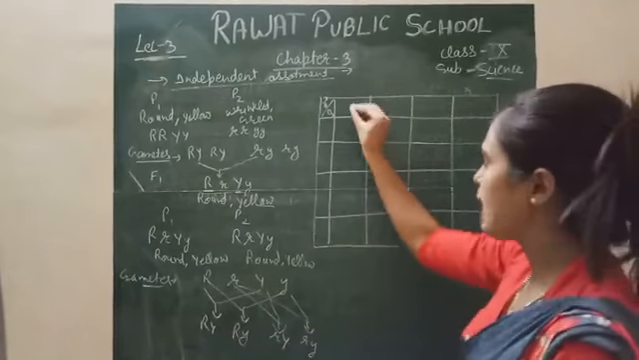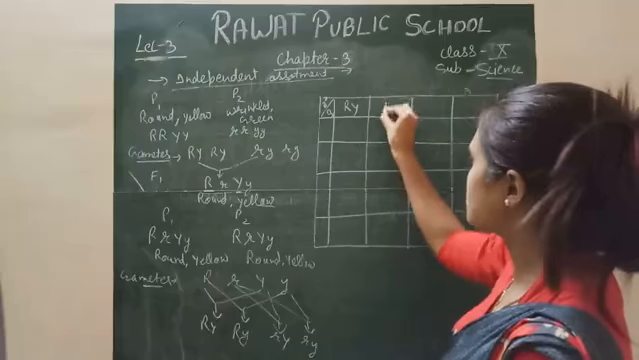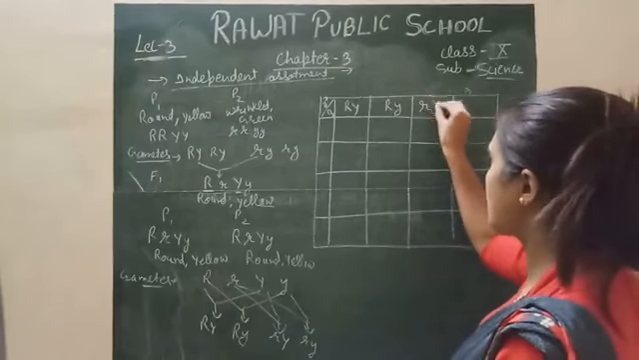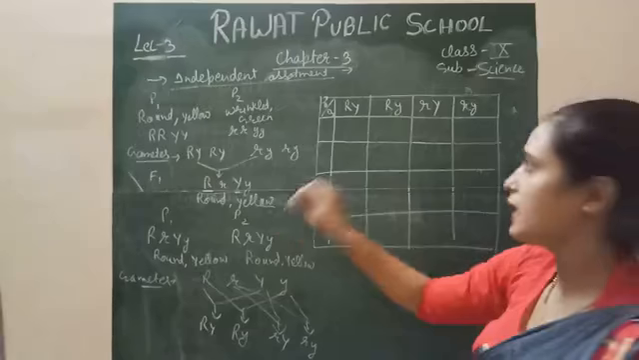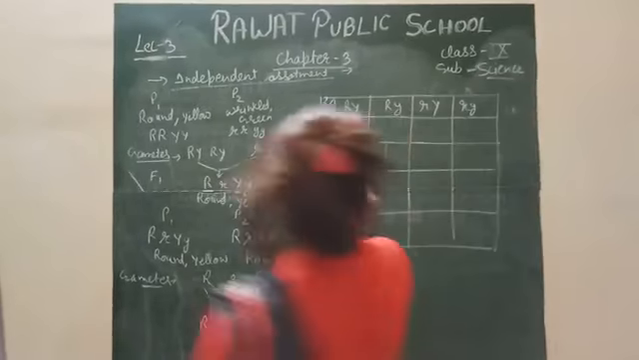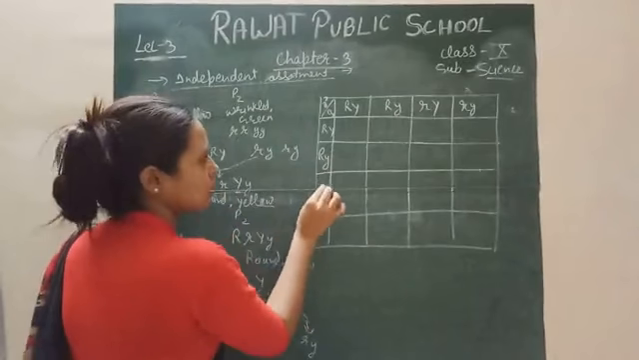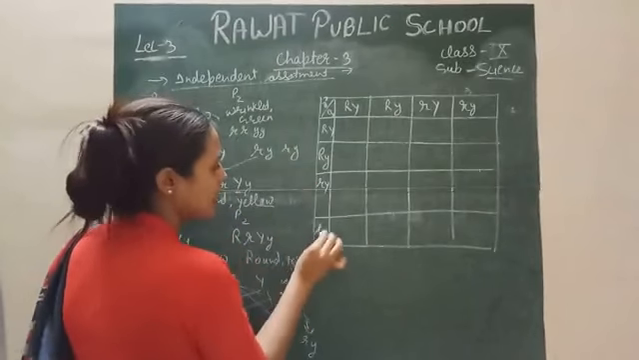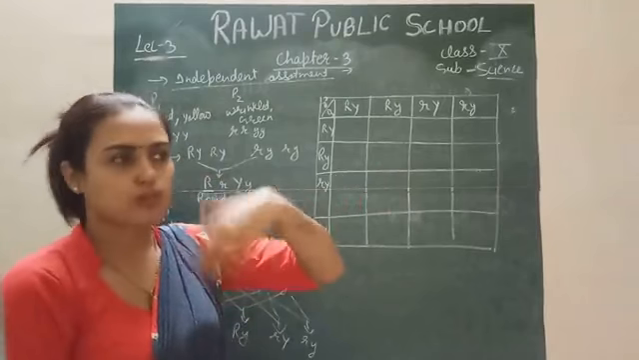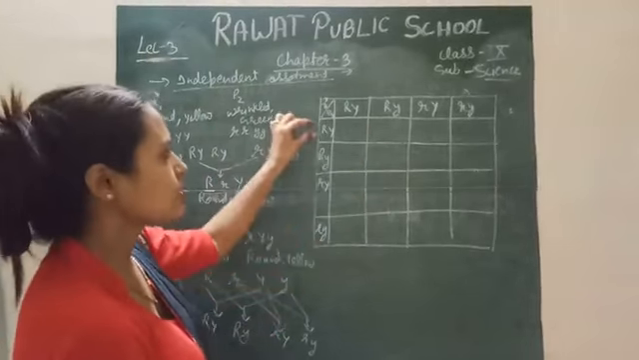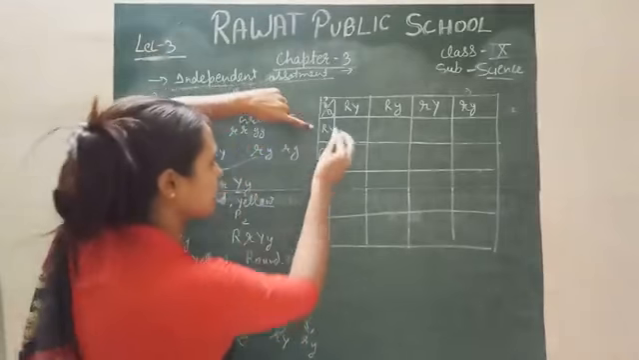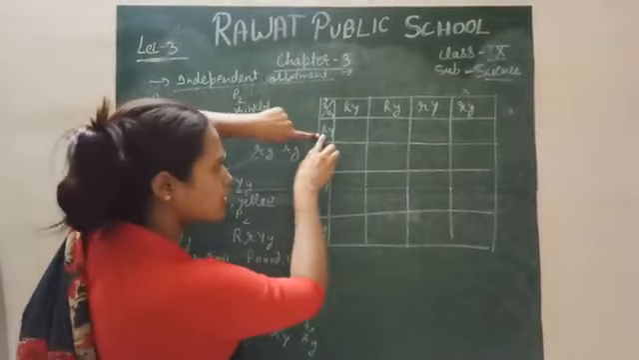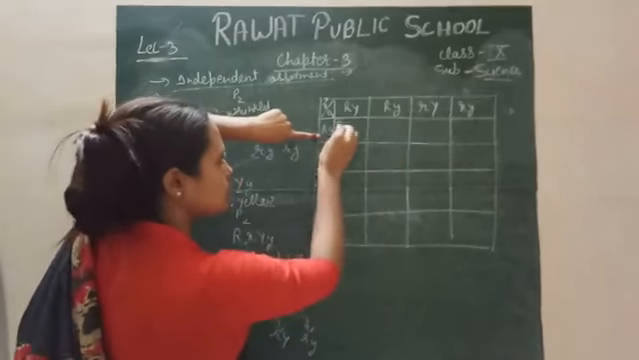For example, the P1 gametes I will write here: capital R, small y, small r, capital Y, small r, small y. Similarly, the 4 gametes produced from this parent I will write here: R, Y and R, Y. Right? The next step, for the formation of the F2 progeny, we will just cross the gametes of one parent with the gametes of the other parent. Right? I will cross this gamete with all of these.